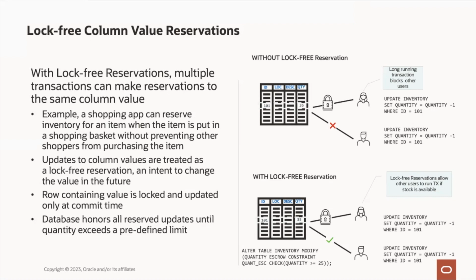Updates to column values are treated as a lock-free reservation, or an intent to change the value in the future, while the application or microservice waits for some action to occur in the application workflow. Once the processing completes or an event is triggered, the row containing the reserved value is locked and updated only at the time of commit. Lock-free reservation guarantees that the database honors all reserved updates until quantity exceeds a predefined limit defined within a constraint.